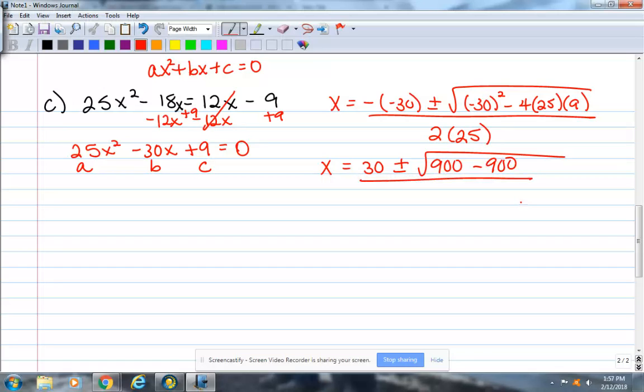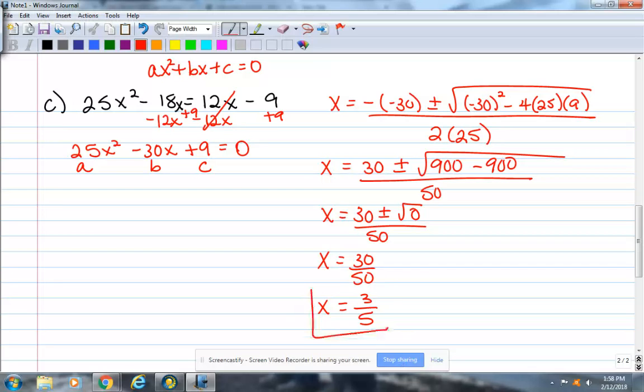Divided by 50. And then inside the radical, what's 900 minus 900, sorry? 0. So 30 plus and minus the square root of 0 over 50. Now, what is the square root of 0? 0. So, isn't 30 plus 0 the same thing as 30 minus 0, which is just 30? So this is divided by 50 is 1 over 5. Not 1 over 5. 3 over 5. Yeah, divide them both by 10. And there we go. How many answers did we get here?